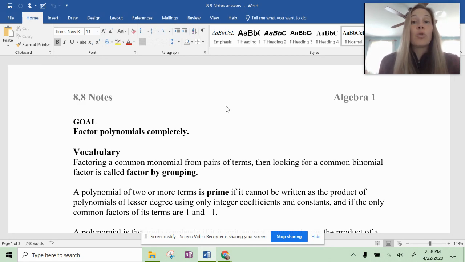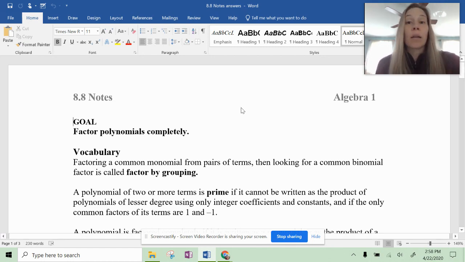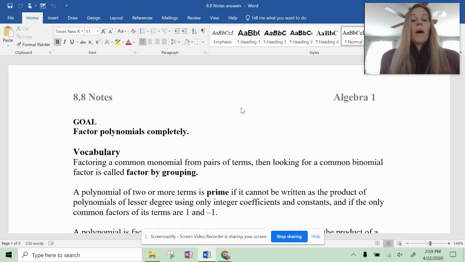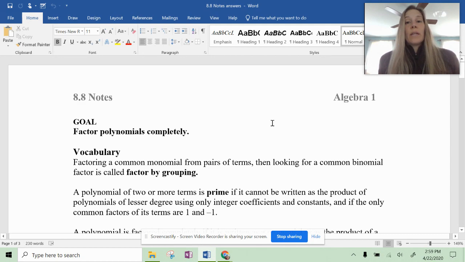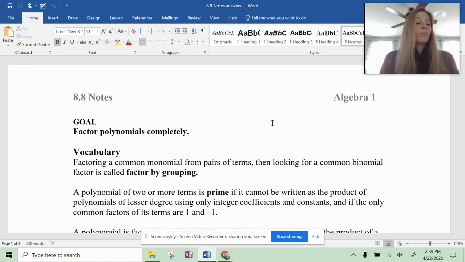Factoring completely usually means that it's factored as far as it possibly can. There's no GCF that can still be taken out. It's as simplified as it can possibly be, which means that each factor is a prime. It can no longer be divided or broken down by anything else. And one of those methods that we're going to do today is called factoring by grouping, which is actually the second portion of the AC method that we already did. So it's kind of nice because it's something very similar to something that you've already done.